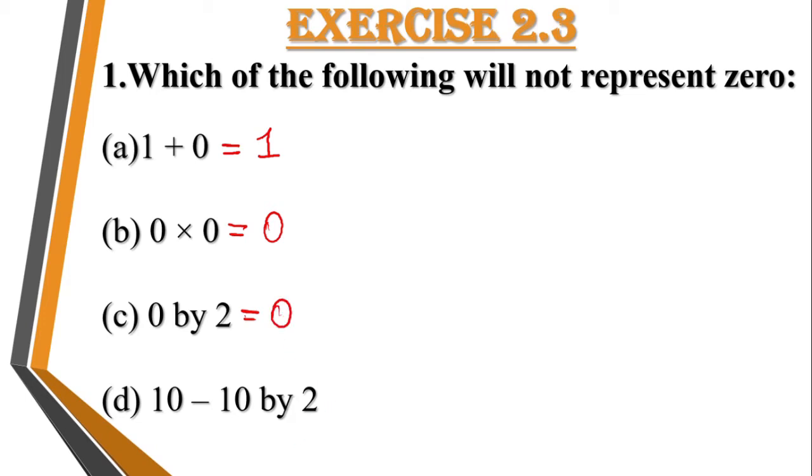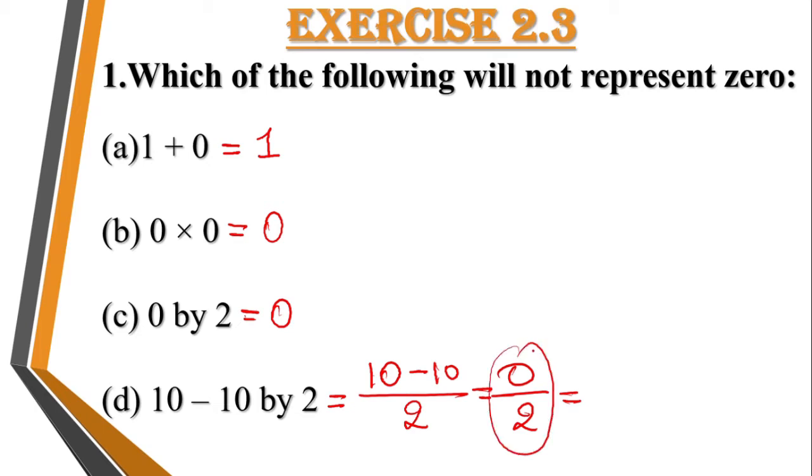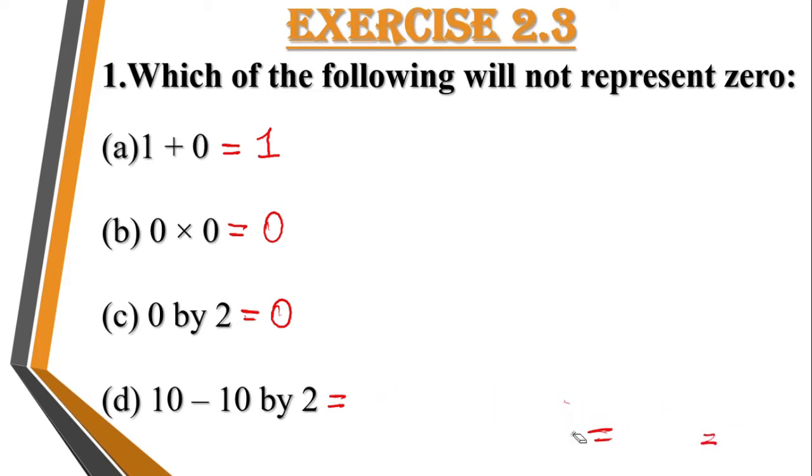Now we have 10 minus 10 by 2. Let's solve it. 10 minus 10 is 0 and 2 will come as this. Now 0 by 2, and 0 by 2 means 0 divided by 2, right? And 0 divided by 2, as we all know, is 0. So our answer for this question is 0. So 10 minus 10 by 2 will give us 0 as our answer.